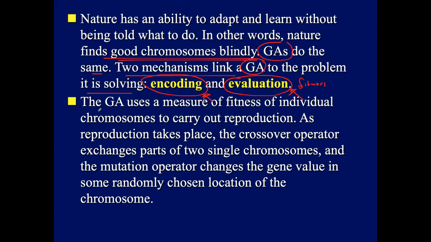So a genetic algorithm uses a measure of fitness of individual chromosomes to carry out some genetic operations like reproduction. As reproduction takes place, we could use, for example, crossover operators that exchange parts of two single chromosomes, and a mutation operator that changes the gene value in some randomly chosen location of a chromosome.